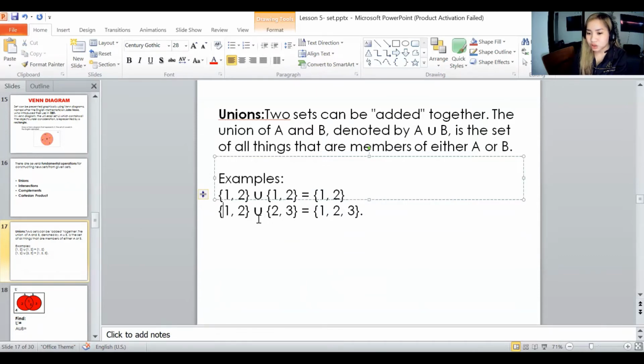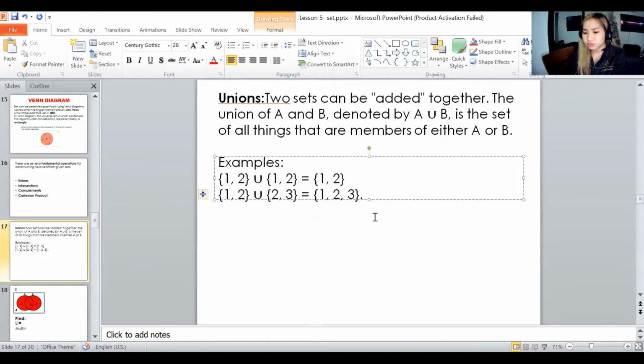Ayan, elements 1, 2. Second example, we have first set 1, 2. Second set, we have 2, 3. Kapag po pinagsama or pinag-combine using unions, we have, ayan, 1. Ito po siya. Yung 2 natin, dalawa, pero as 1 lang siyang nilalagay dito sa set. And then yung 3 natin, isa, ayan. So, ang final answer natin is 1, 2, 3.